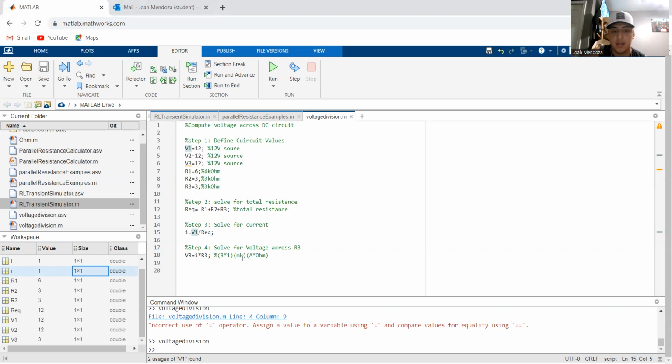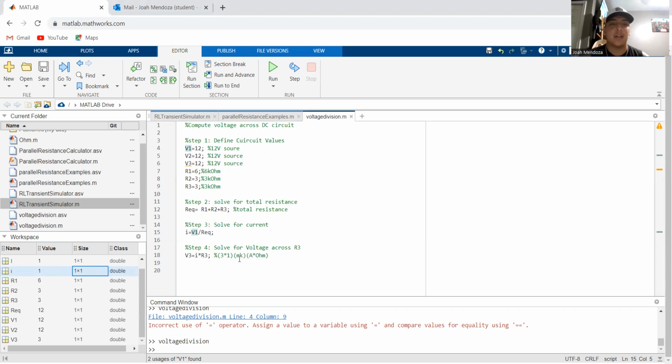This shows the units, ohms. And yeah, that's a short version of what I think we were supposed to do.